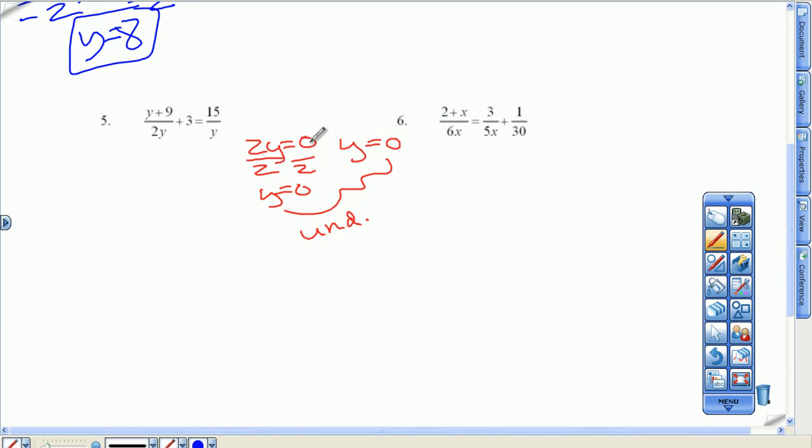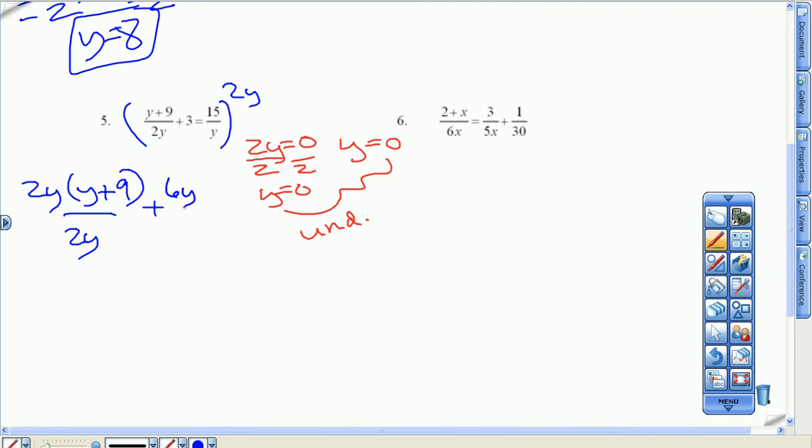All right, here we go. The least common denominator is 2y. So I've got 2y times y plus 9 over 2y. I have 2y times 3, which is 6y. And I have 2y times 15, which is 30y over y. The reason I didn't distribute is because you can see here the 2y's are going to cancel out, so that's just y plus 9. The 6y comes down. Here the y's cancel, so I'm left with 30.